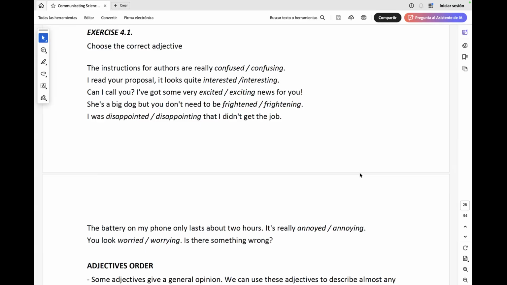In this case, the news. Can the news be excited? Can the news feel? Exciting. Yes, the news can only be exciting because they cannot feel things. Okay. Thank you. So I've got some very exciting news for you. Who else? Rebecca, can you read the fourth one?